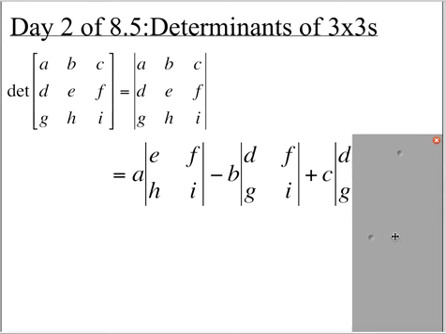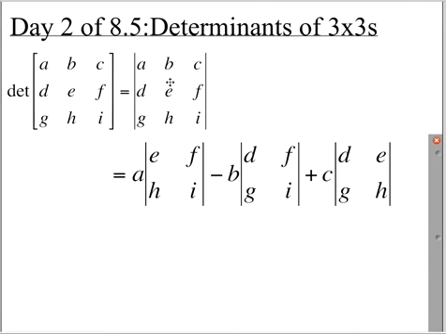And then the last step, following that pattern, if you were to circle C, cross out a line, or have a line below C and to the left of C, you're left with D, E, G, and H.